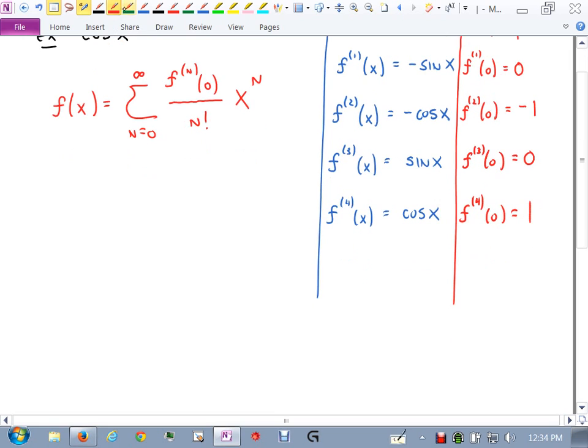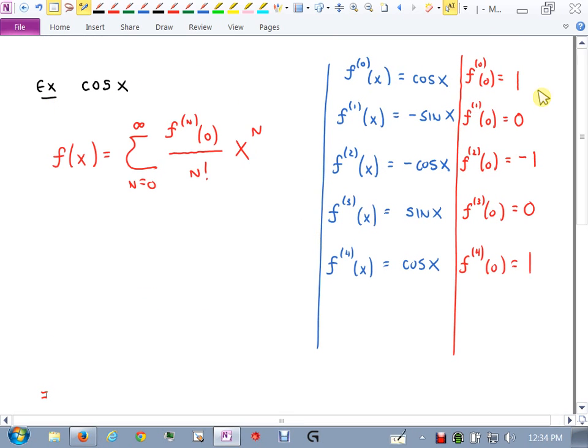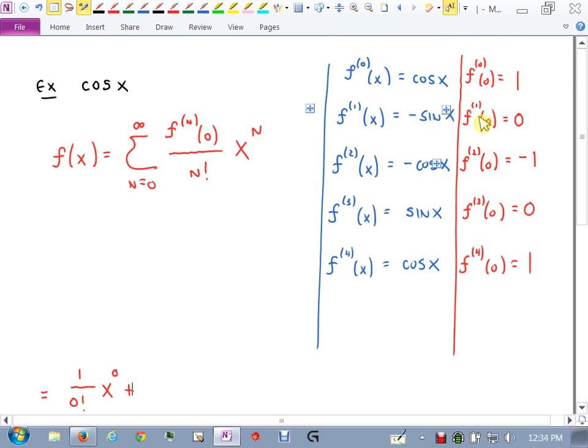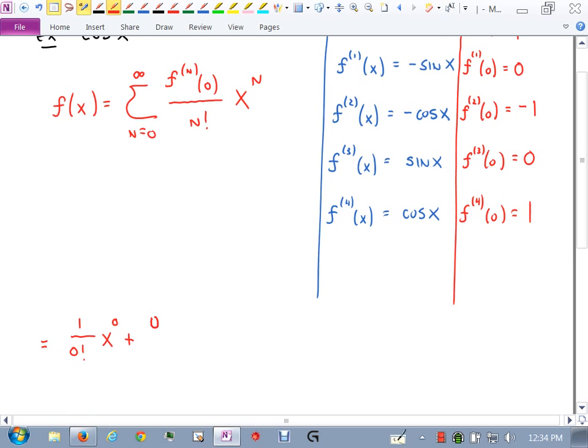Okay, let's try and write this power series out. I'm going to do it down here on the bottom. This should be equal to, if n is 0, we get what? 1 over 0 factorial, right? x to the 0. Okay, plus, then what? The first derivative at 0, which is what? 0. But I'm going to put 0 over 1 factorial x to the first.